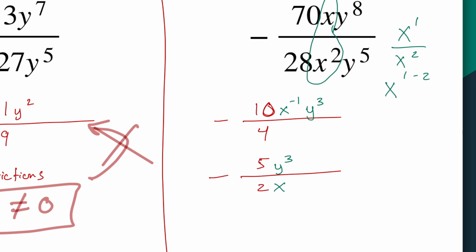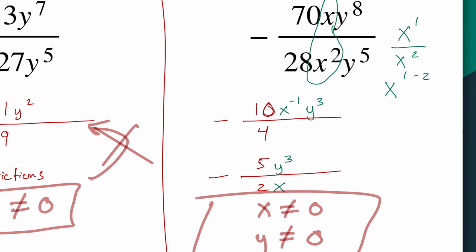So now we need to think about domain restrictions. We're going to look at our original problem. There's 2 variables here, and so there's really 2 domain restrictions, right? It's that x cannot equal 0 and y cannot equal 0. These are your domain restrictions, okay? Because either of those could have an input, and neither of those can be 0.